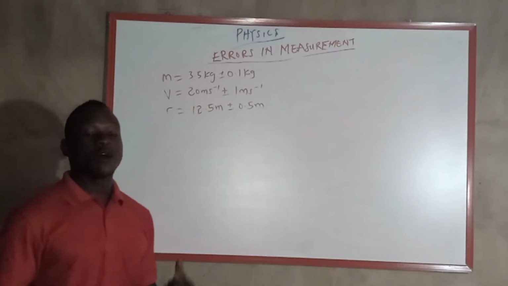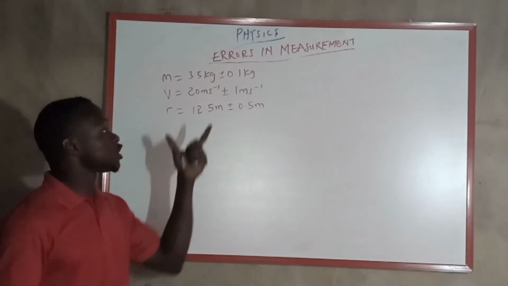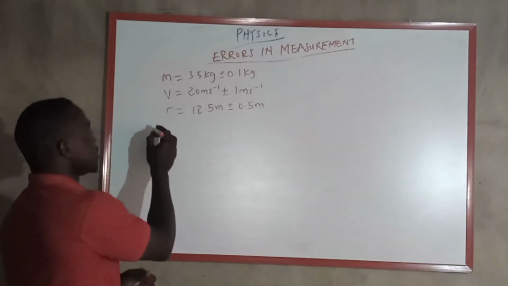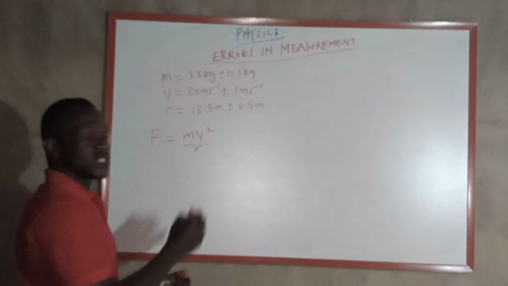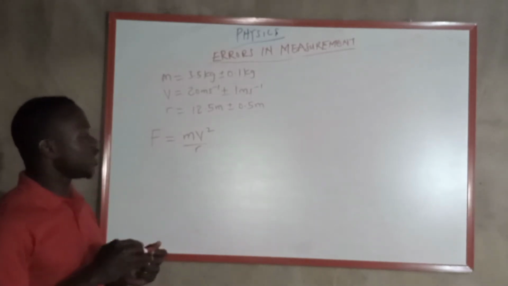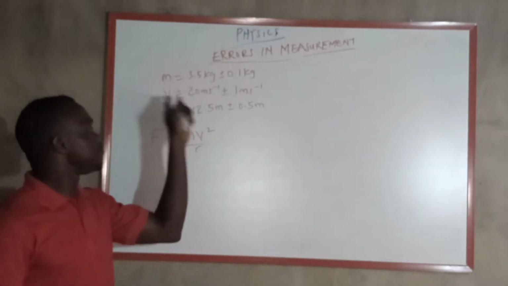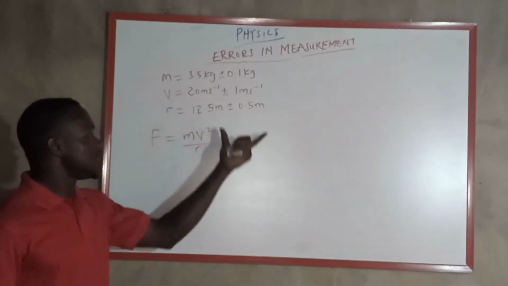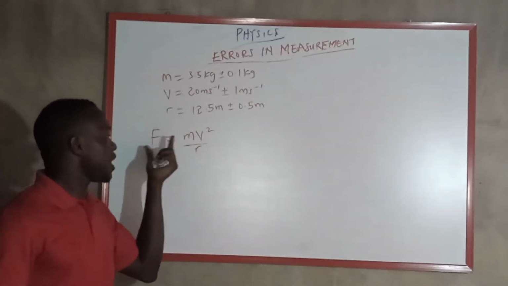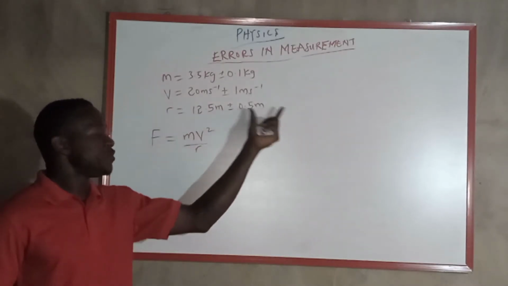So the question is that we should find the maximum possible error in the measurement of the force of an object. The force of an object is given as mv squared over r. Now how did I get the formula? It's very easy. I just looked at the parameters given to us, m, v, r, and since we are dealing with a rotational body, then we'll actually consider the centripetal force, which is mass times acceleration. Acceleration is going to become v squared over r.